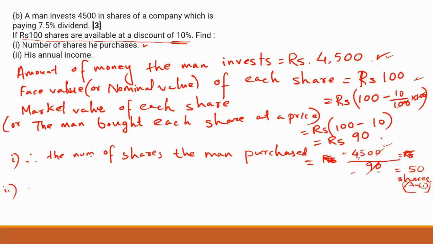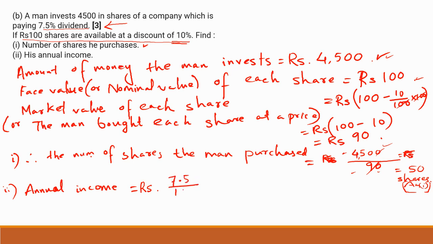What is his annual income? So how much dividend does he get? You see, the dividend he is getting is 7.5%. And dividend is always given on the nominal price of a share. Dividend is never given on the market value, because market value will always go up and down. It doesn't matter. For the company, the nominal value or the face value is what it decides to give the dividend on.